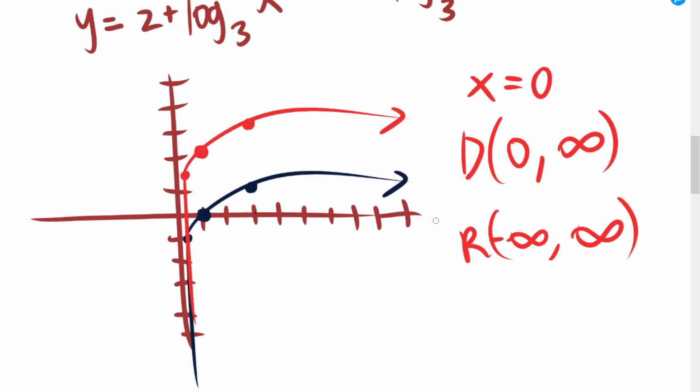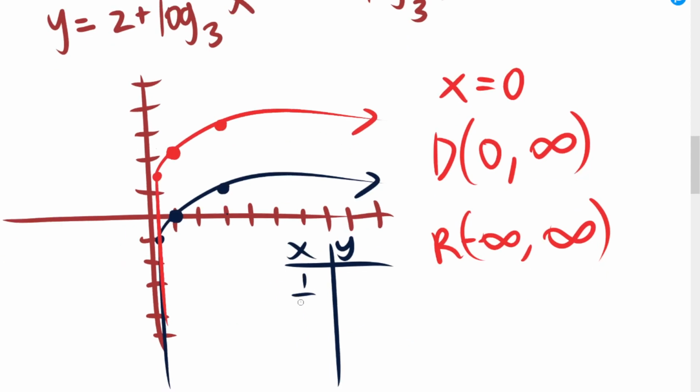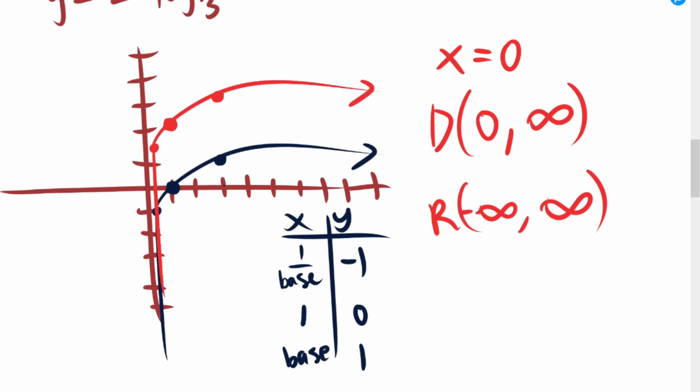When we're graphing the parent graph of logarithms, let me graph in a different color, we'll always have the points of 1 over our base at -1 for our y, and then we'll have 1, 0, and then base, 1. So that's a general rule for graphing the parent function of logarithms.